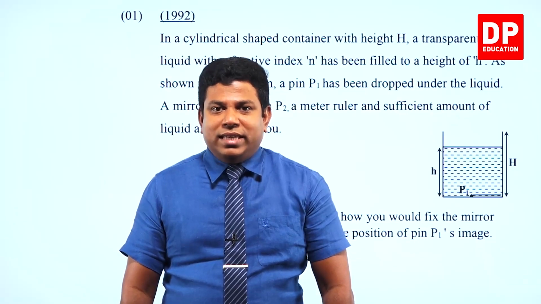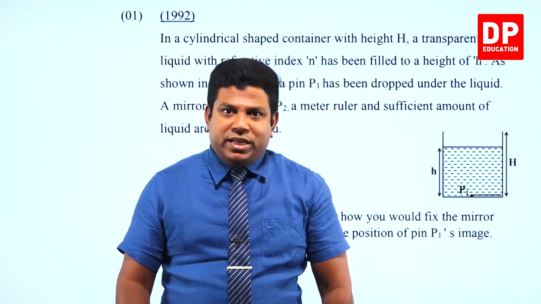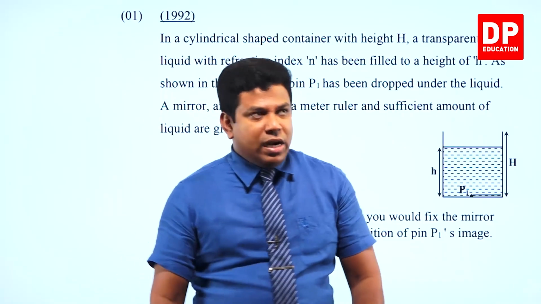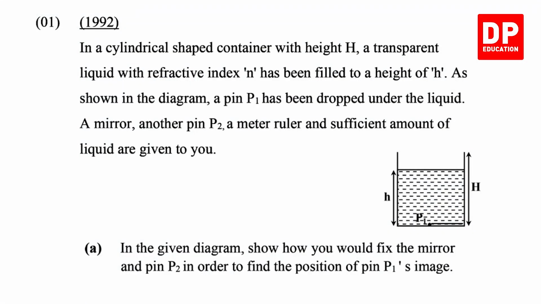Alright students, now let's see whatever past paper questions have come with relevance to this experiment that we have done. Look at this one. This is an old one, 1992. In a cylindrical shaped container with height h, a transparent liquid with refractive index n has been filled to a height of h. As shown in the diagram, a pin P1 has been dropped under the liquid. A mirror, another pin P2, a meter ruler and a sufficient amount of liquid are given to you.